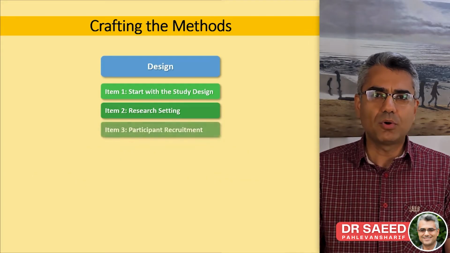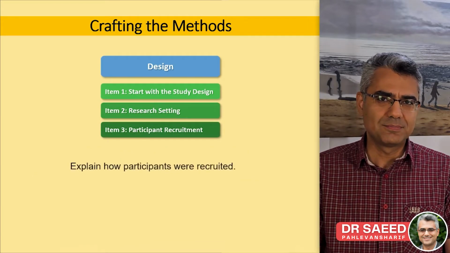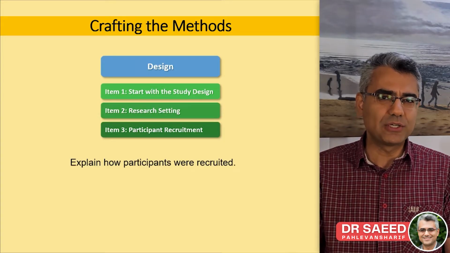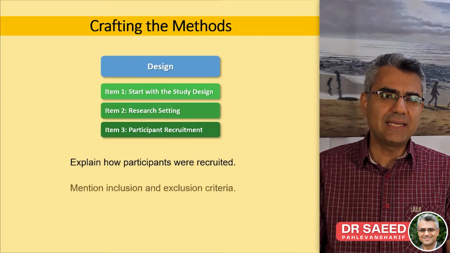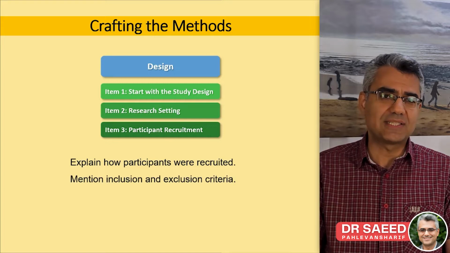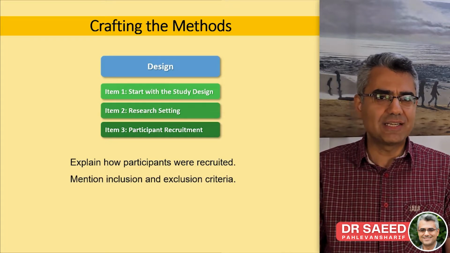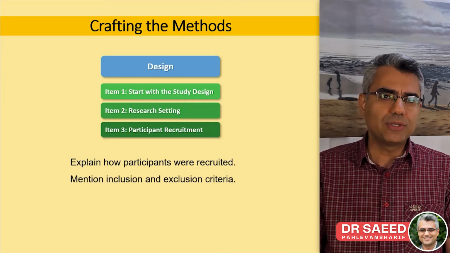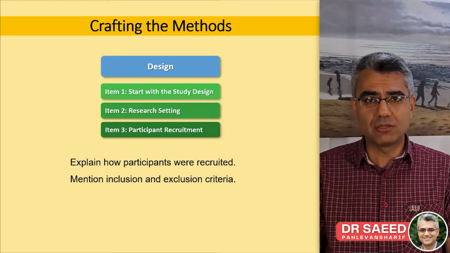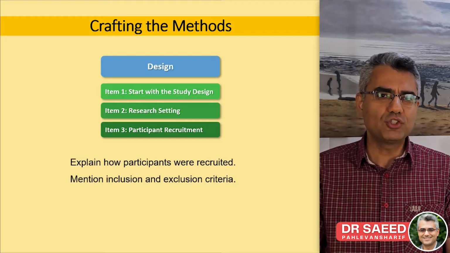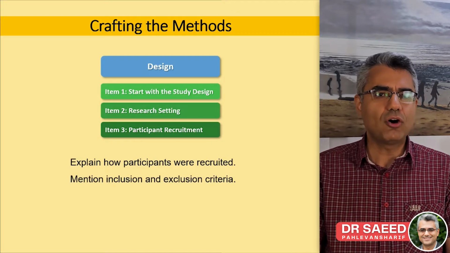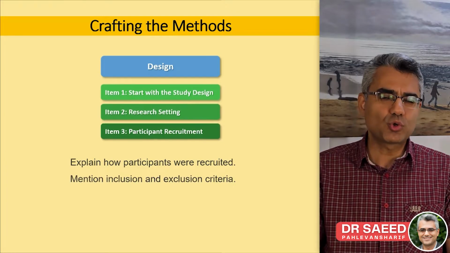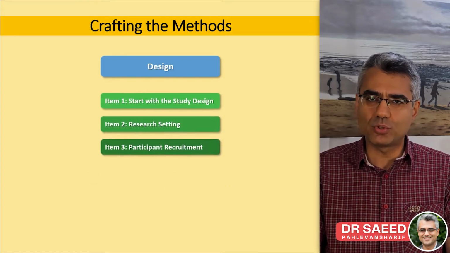Item 3, participant recruitment. Explain how participants were recruited for the study. Mention any eligibility criteria for inclusion, such as age, or any specific characteristic that you have considered for the inclusion of the participants. Also indicate if any exclusion criteria were applied. You can provide the information regarding these items in other sections of the methods too. Just ensure that you cover them in the method section properly.